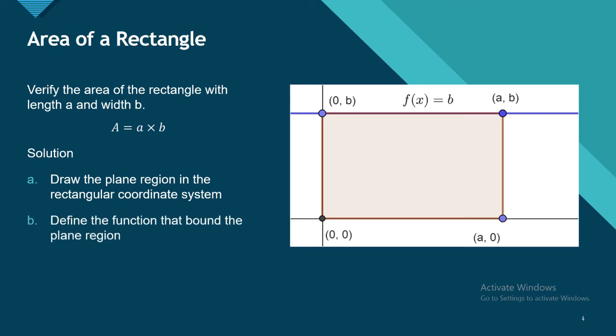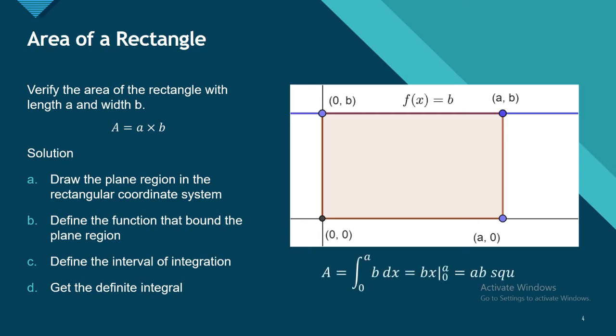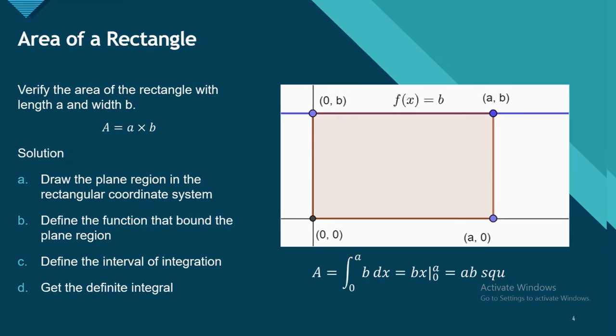So our region is bounded above by a constant function, f of x is equal to b, and b happens to be the width of our rectangle. Our interval of integration is from 0 to a. So the integral is the integral of b dx evaluated from 0 to a. And that is equal to b times x evaluated from 0 to a. And that's going to give you a times b square units.